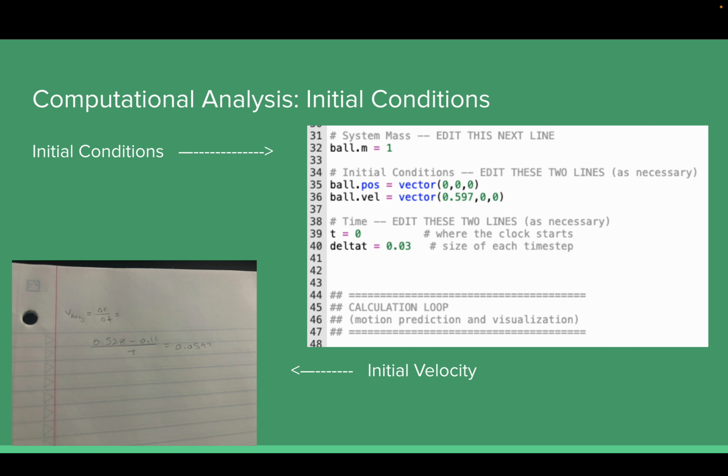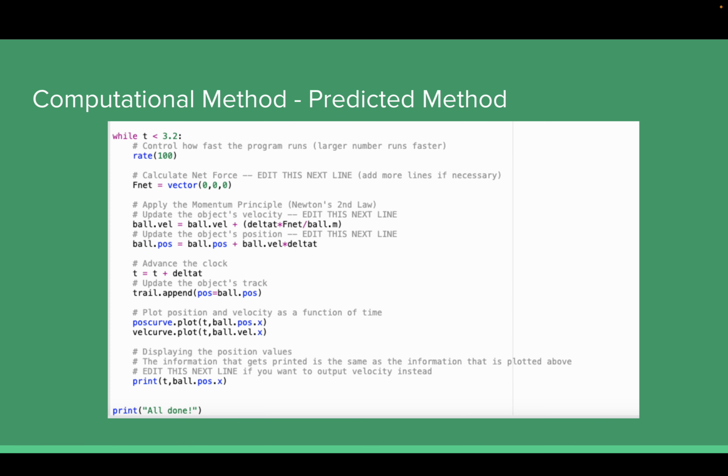My computational analysis in GlowScript includes the initial condition of mass equals 1, because that does not matter for the velocity in this experiment, as well as the initial velocity being 0.597, which I calculated using the average velocity formula. As you can see here, I did delta r over delta t, the change in position over the change in time, in order to calculate this initial velocity. I also used a delta t of 0.03 for the time intervals, because I calculated the number of frames and the step size, and found 0.03 to be the best and most accurate.